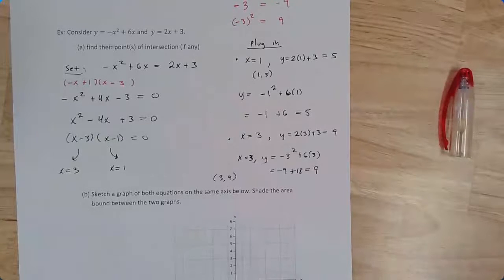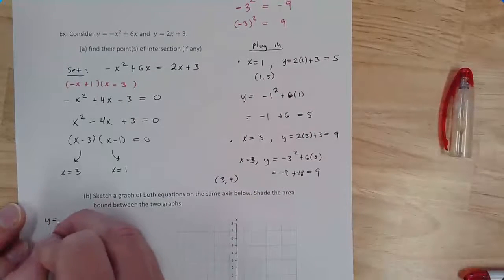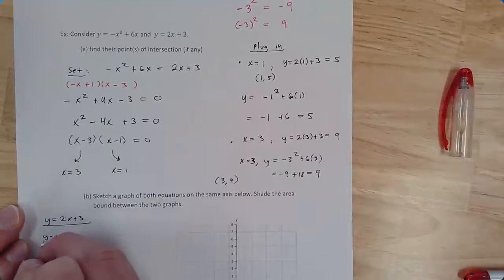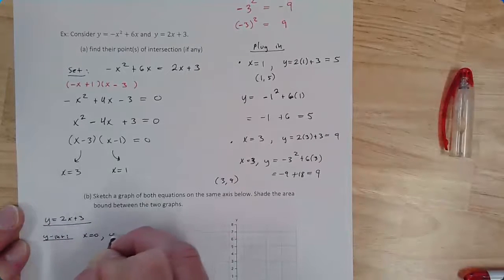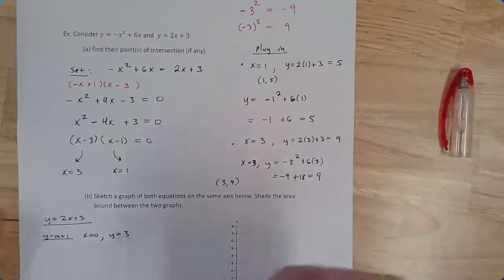And now I want to sketch both graphs on the same axis below. I have to find all the things about the graph. So let's do the y equals 2x plus 3 graph first. For y equals 2x plus 3, the y-intercept: I'm going to set x equals 0 and get y equals 3. Let's do that one in red, even though I didn't write it in red.